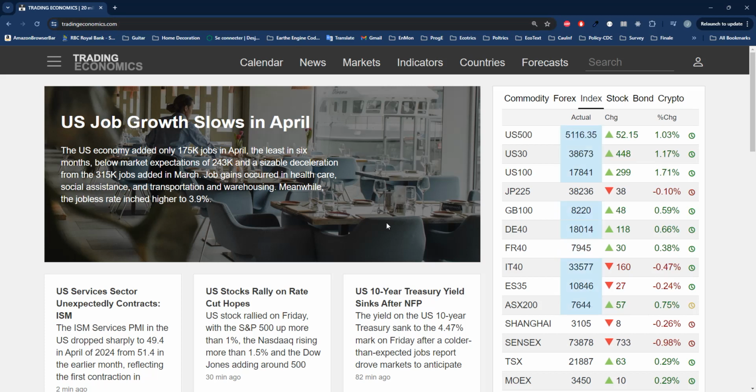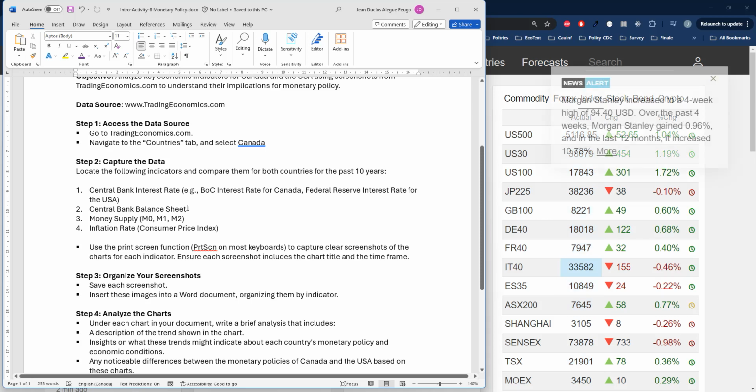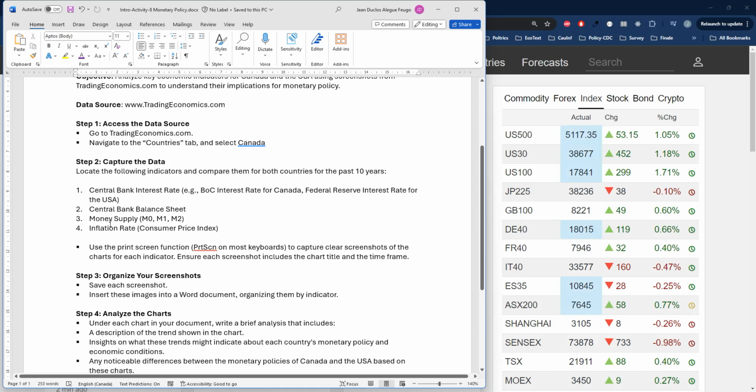Now, the majority of the indicators, let me reopen the instructions. You basically have one, central bank interest rate. You have the balance sheet, and you have M0, M1, M2, and you also have the inflation rate. So you basically have six different indicators. You need to generate charts for 6 indicators if they are available. At times they are absolutely not available.